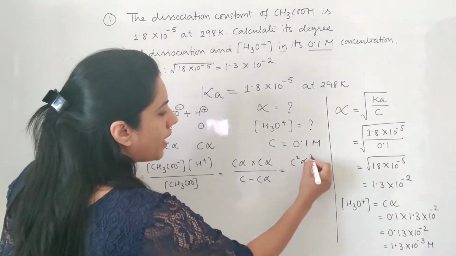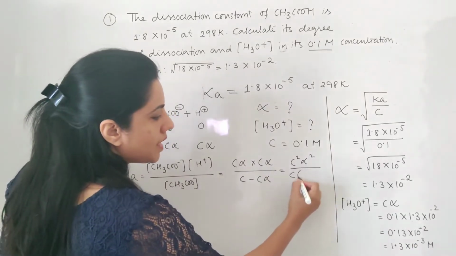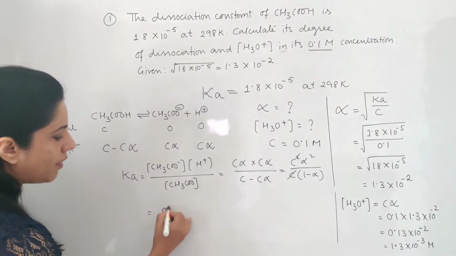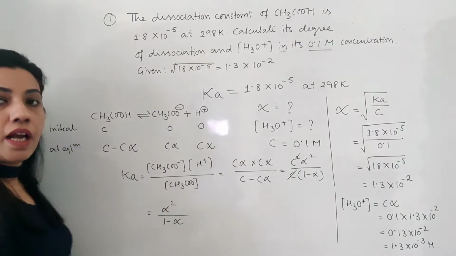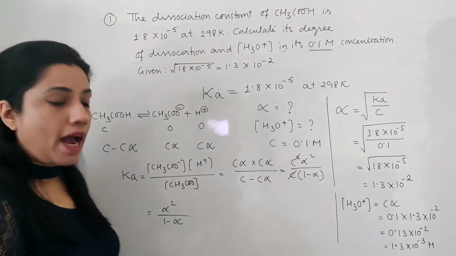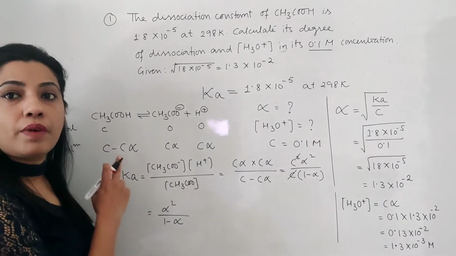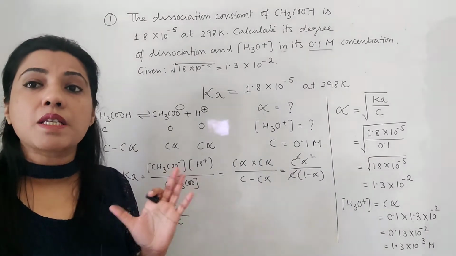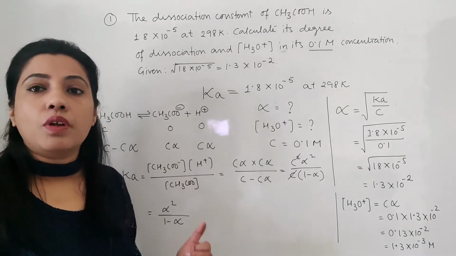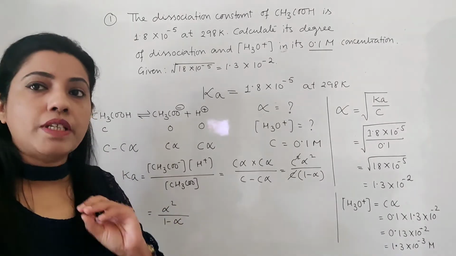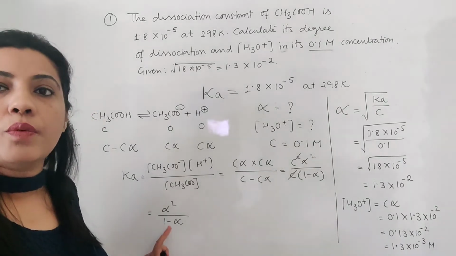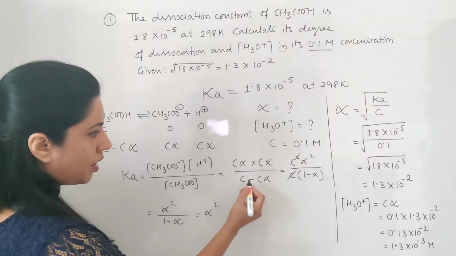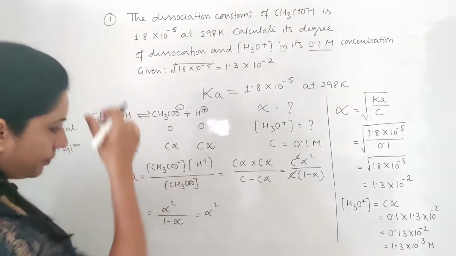So here we get C square alpha square. From the denominator we take C common, so C times 1 minus alpha. C square and C get cancelled. So we get C alpha square divided by 1 minus alpha. Alpha is very small as compared to 1 because it is a weak acid, and I told you earlier that weak acids get dissociated only 4%, 5%, maximum 5%, less than 5%. So the value of alpha is 0.05, which is very less as compared to 1. So we can ignore this and just write it is only alpha square.